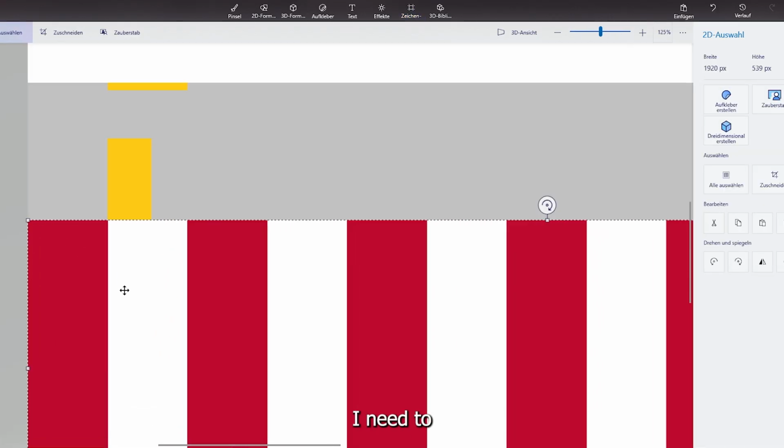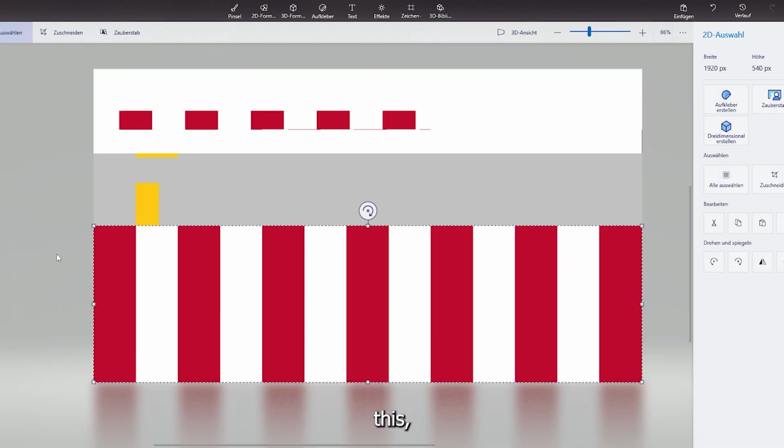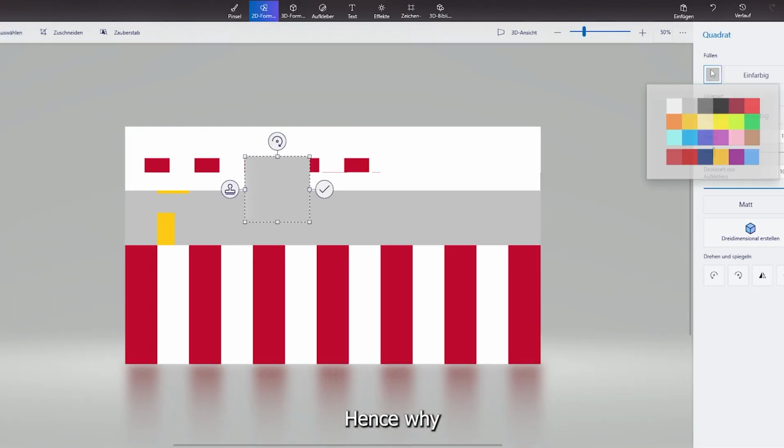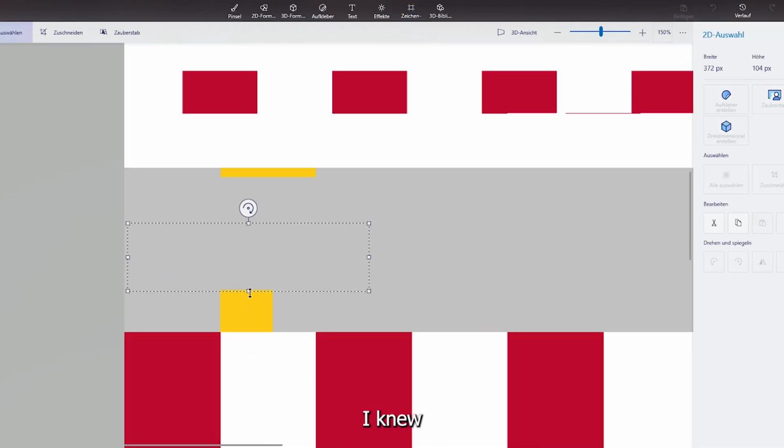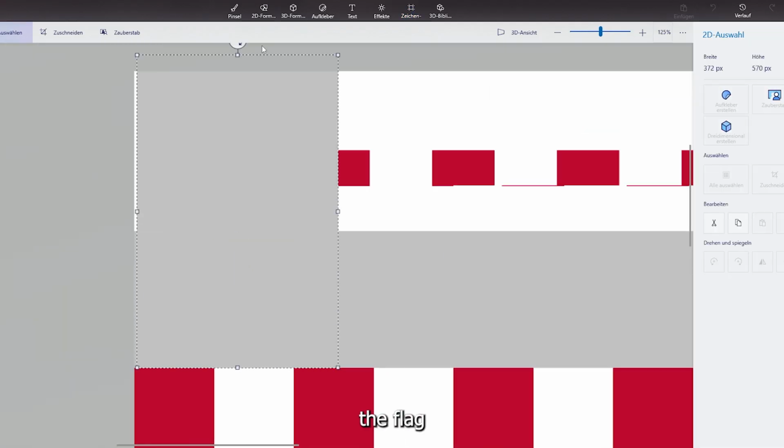So I looked at redesigns from other people and I found some good ones and I found some not so good ones. So I needed to go deeper into history and found this, which is the flag of the Sons of Liberty, hence why I went in depth with them earlier. But this didn't help me, but I knew I wanted to incorporate this into the flag somehow.